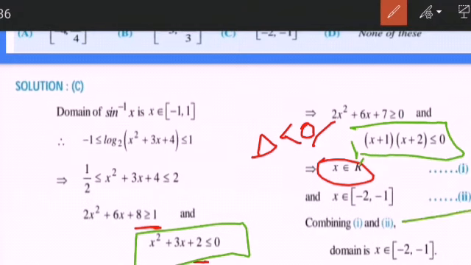Okay, so let's go for another question. Illustration 9, cos inverse of x plus g of x. Once again, the domain of cos inverse x, you know, is minus 1 to plus 1. So here also you have to go this way. Let me look at the question.